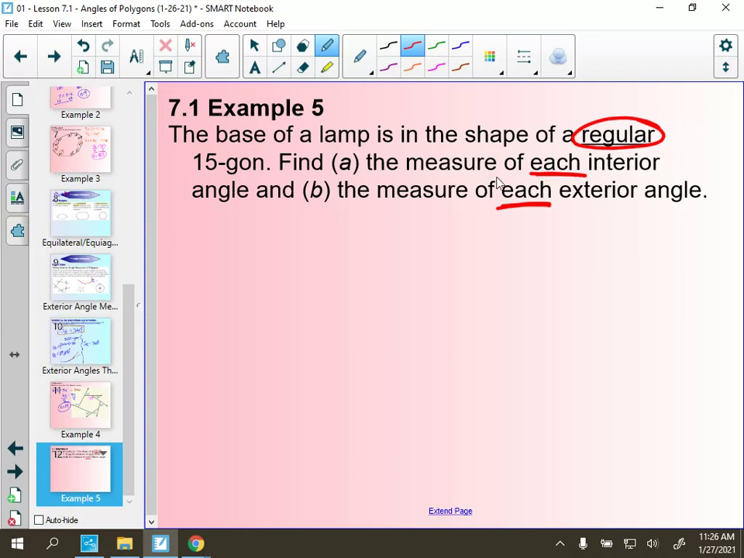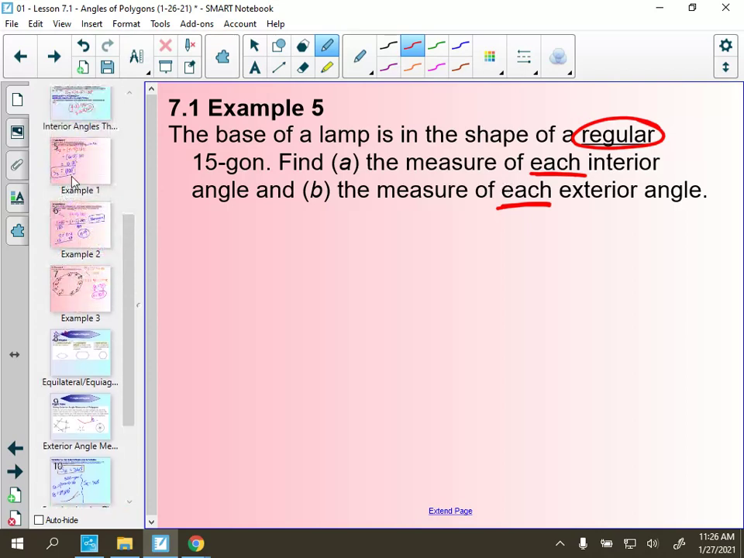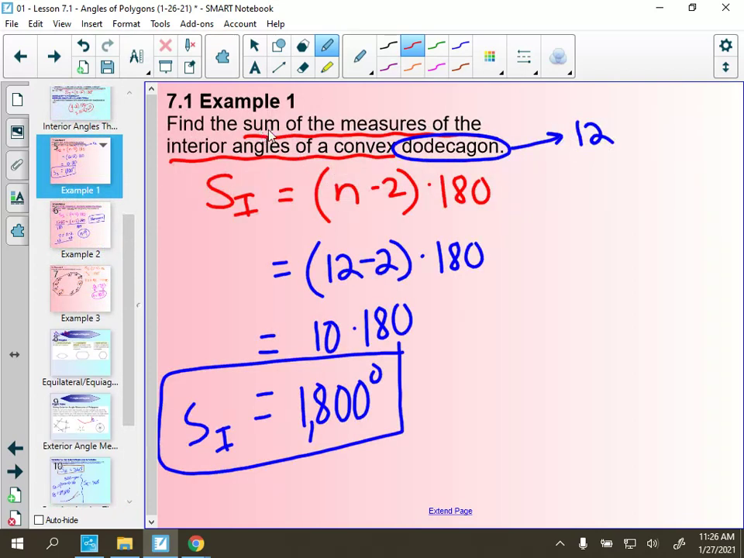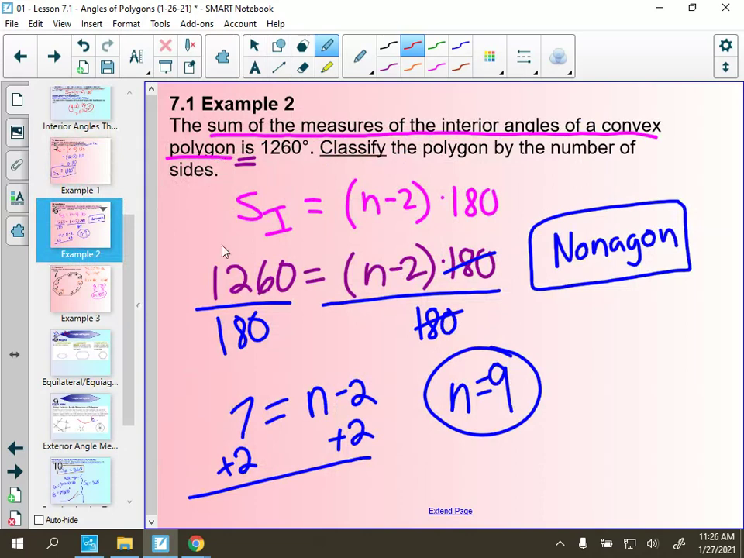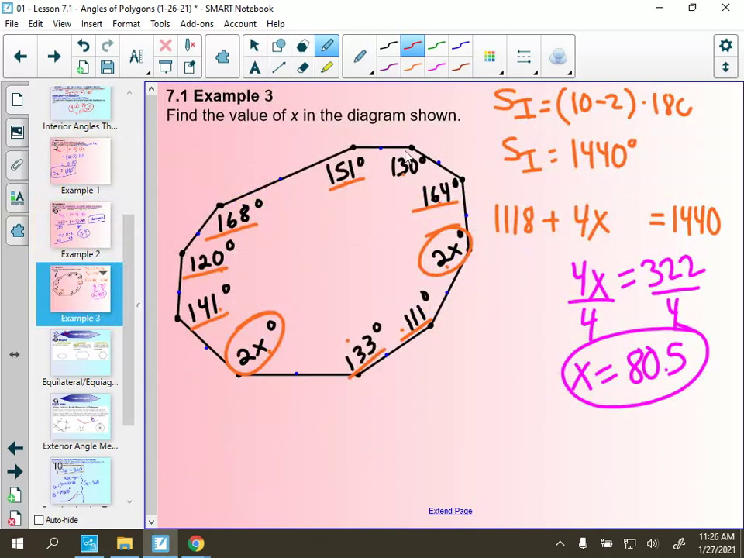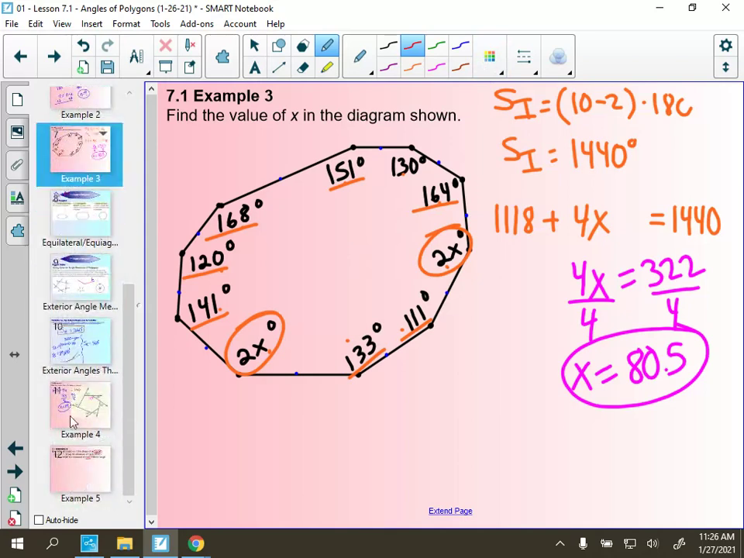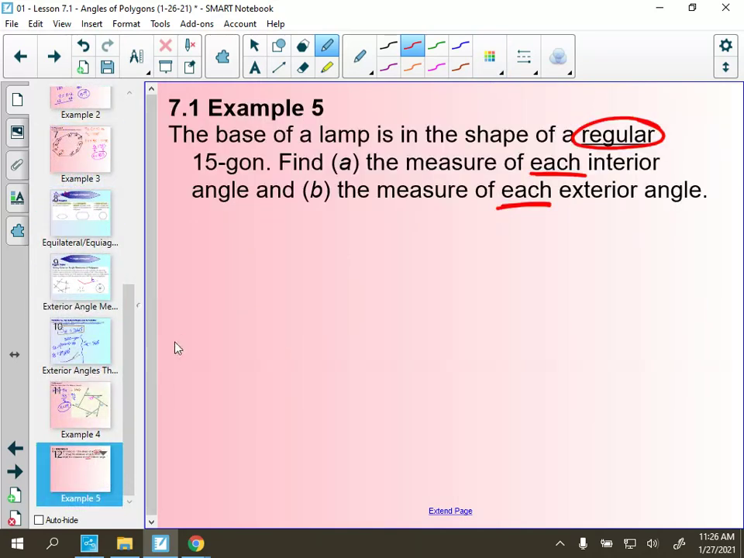But this question's not asking me for the sum anymore. So just make sure, I know pretty much everything we did involved the word sum. Find the sum. The sum is this. Find the value using the sum, right? Whereas we're looking at one now, it's actually asking for specifically find each individual angle measure. All right. And we can really only do that because it's regular.